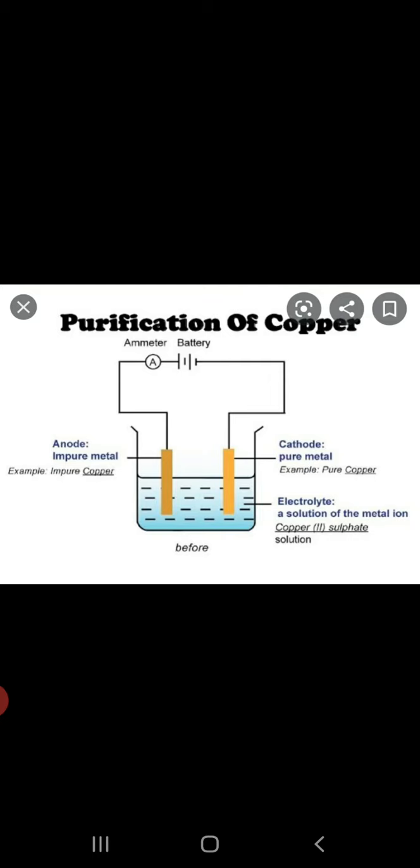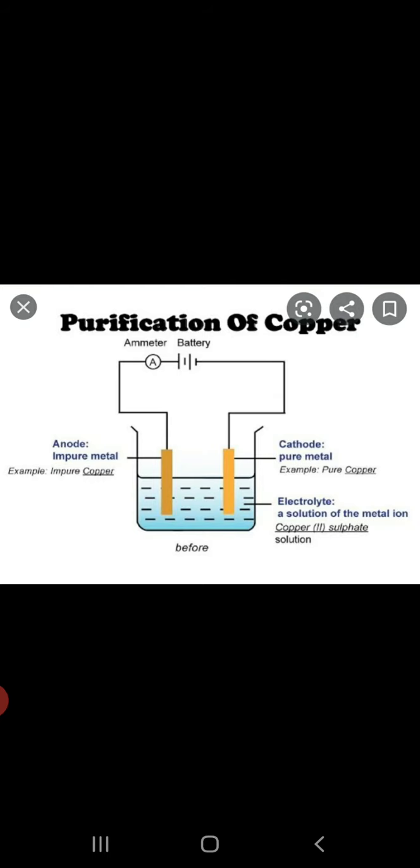So the impurities and pure copper will get dissolved in the electrolyte, as copper and sulfate in the electrolyte. From the electrolyte, the copper, that is the positively charged ion, will move to the cathode, which is the negatively charged electrode. Now why will the positive ions move towards the cathode only? Why not towards the anode?